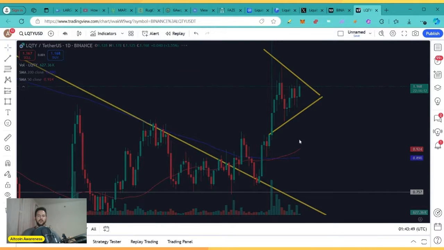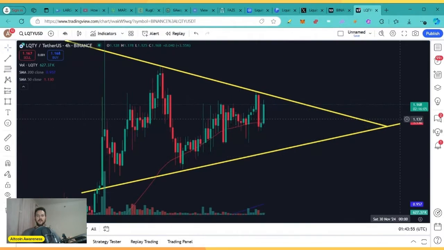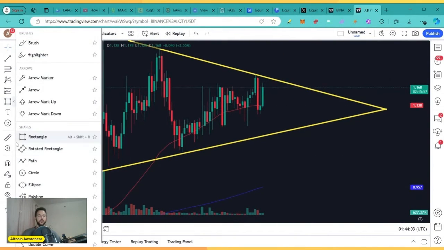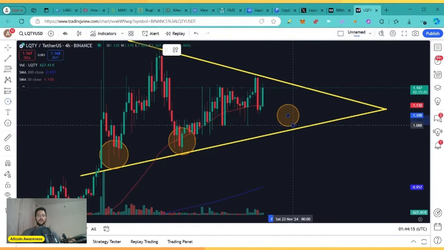Let's zoom in to the 4-hour chart so you can see this better. Adjust the trend lines a little bit. So we have this lower ascending yellow trend line that has been acting as support. We had a nice bounce here, another bounce here. We might see another bounce in the future.